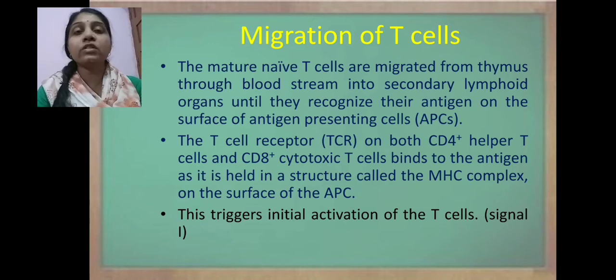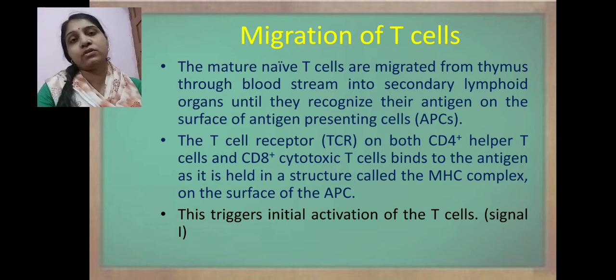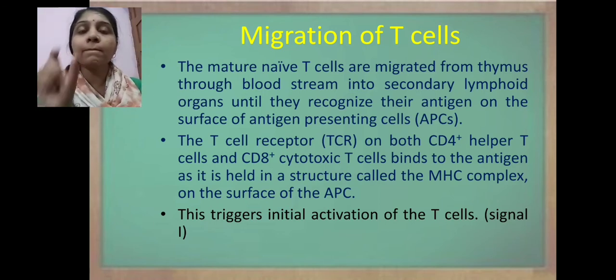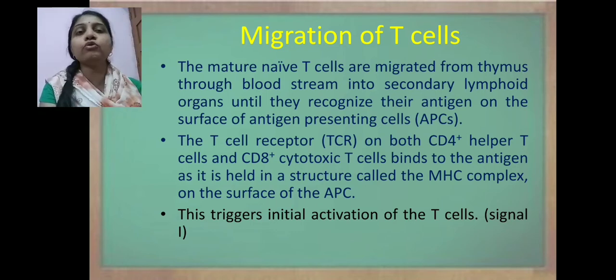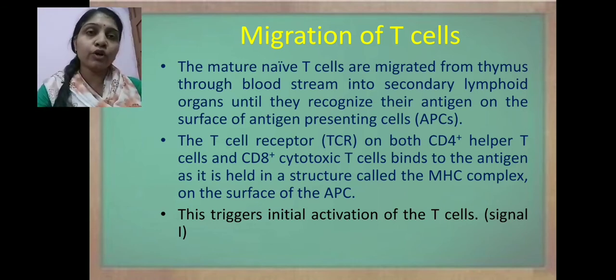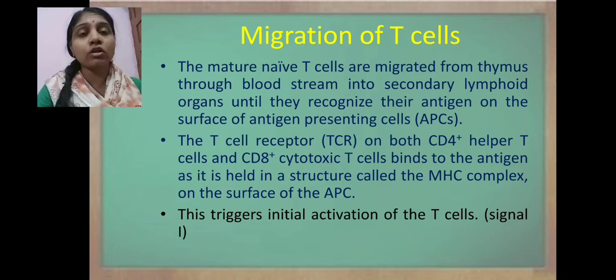For that purpose, firstly it is essential that after maturation within the thymus, these mature naive T cells migrate from the primary lymphoid organ, that is the thymus, into the secondary lymphoid organ, that is a lymph node or a spleen, through the bloodstream. At that site, once they enter the secondary lymphoid organ, they are introduced to the foreign antigens or foreign particles which are represented by the antigen presenting cells.